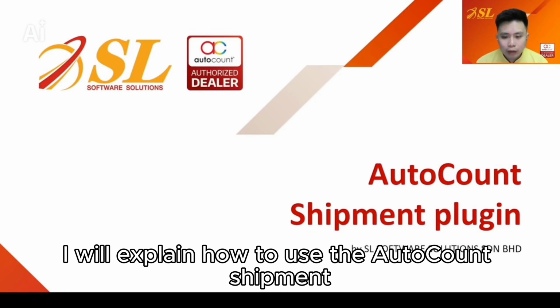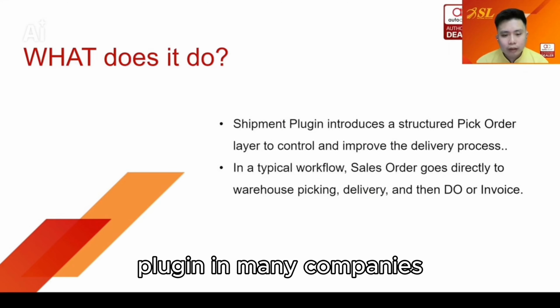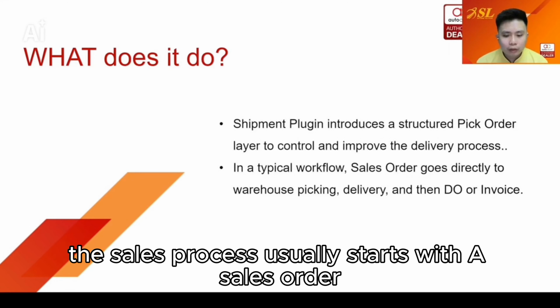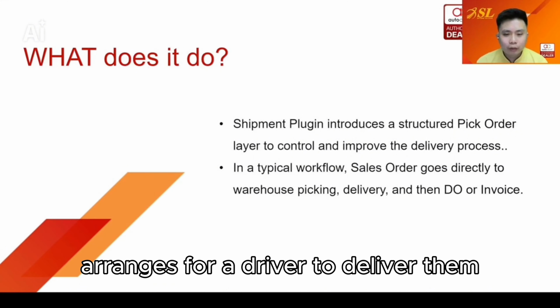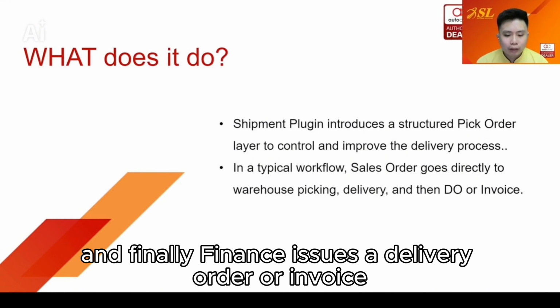Today I will explain how to use the AutoCount Shipment Plugin. In many companies, the sales process usually starts with a sales order. Then, the warehouse picks the goods according to the order, arranges for a driver to deliver them, and finally, finance issues a delivery order or invoice.